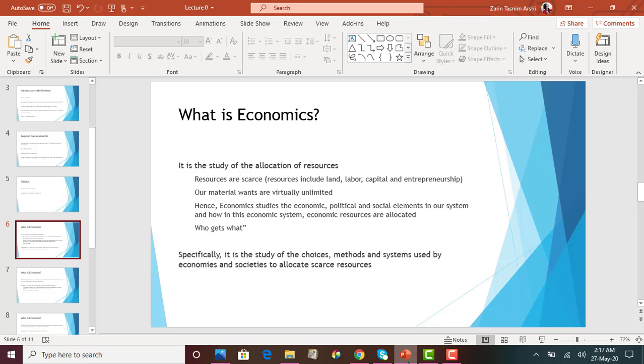These resources are limited. On the other hand, we as individuals, our wants are unlimited, right? We pretty much want everything. We want a car, we want a house, we want nice furniture, we want a nice TV. If we have a car, we want another car. If we have a house, we want another house. So in reality, our wants are infinite, but the resources needed to make that house, or the resources needed to make the car, those resources are limited in quantity.